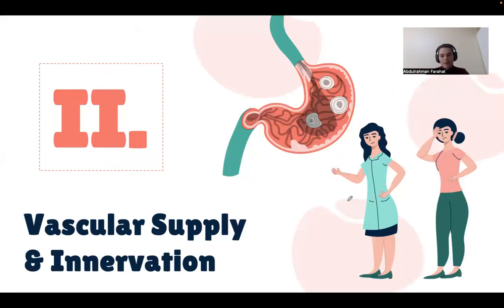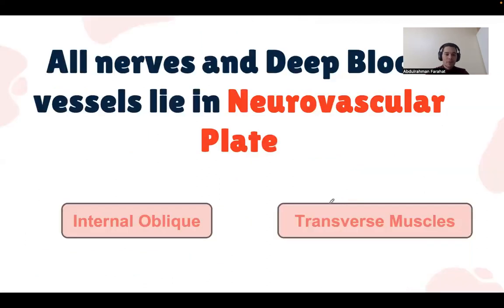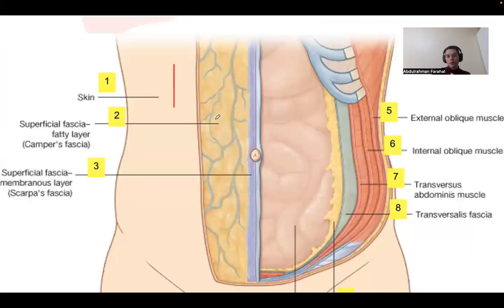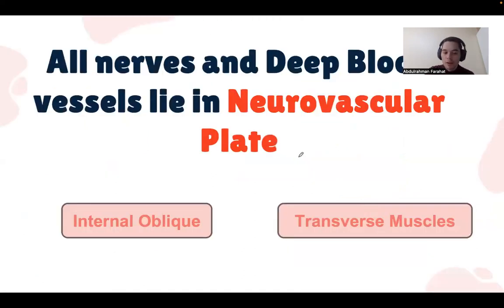Now the second part would be the vascular supply and innervation. Before we go into the details, let's think of where they are found. All nerves and deep blood vessels lie in the neurovascular plane. So you might ask, where is the neurovascular plane? You see here the internal oblique muscle and the transversus abdominis muscle. There's a space in between both these muscles, and this space allows the passage of the blood vessels and nerves. This space is called the neurovascular plane. So it's between the internal oblique and the transversus abdominis muscles.